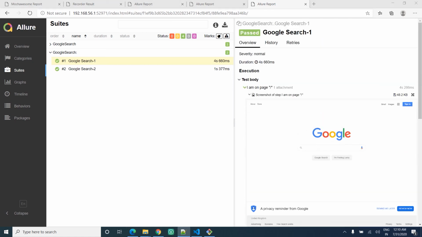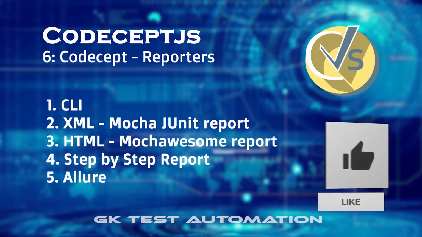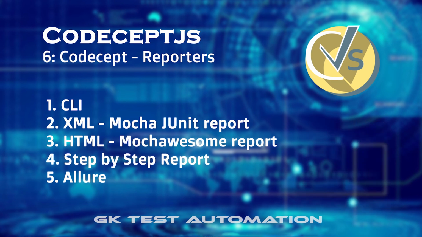That's it. Today we have covered the different types of reports available in CodeceptJS: CLI, XML JUnit reporter, HTML report, step-by-step report, and Allure report.